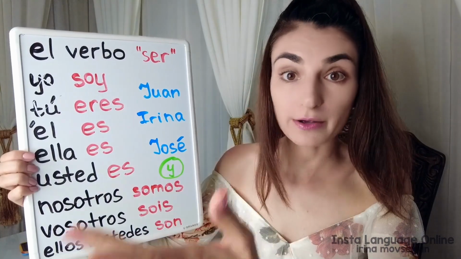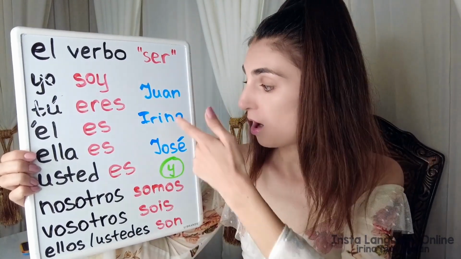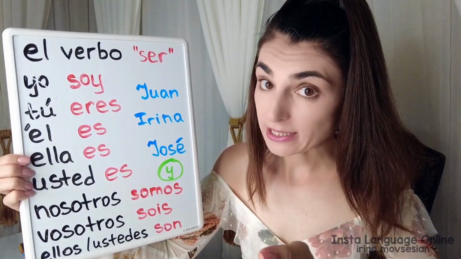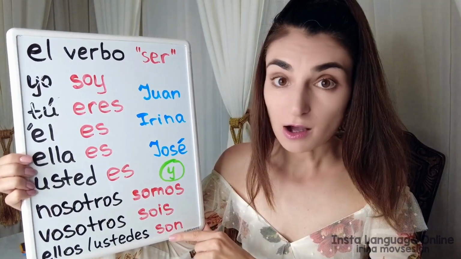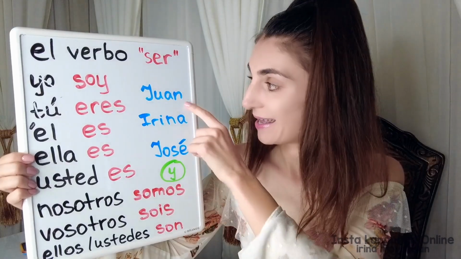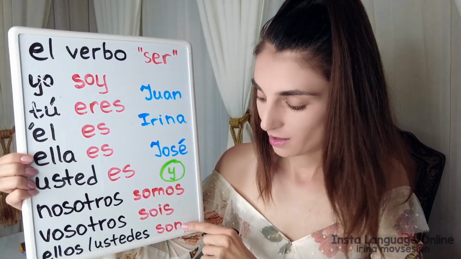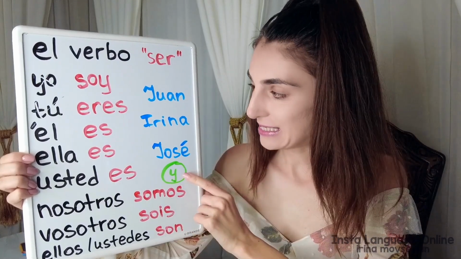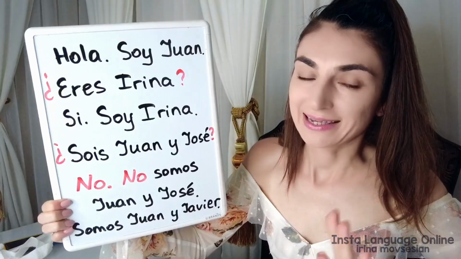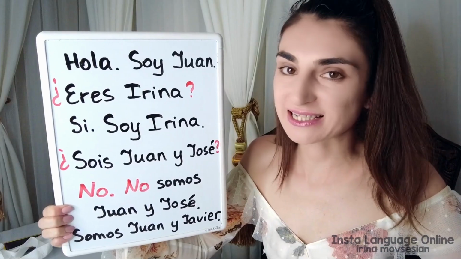¿Sois Juan y Irina? Are you Juan and Irina? Sois Juan y Irina. They are José and Juan. Son José y Juan.